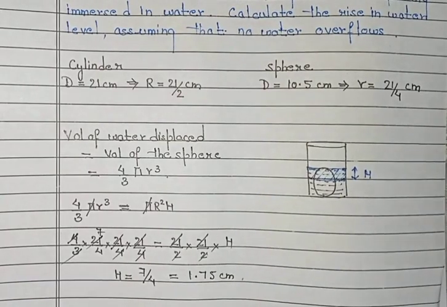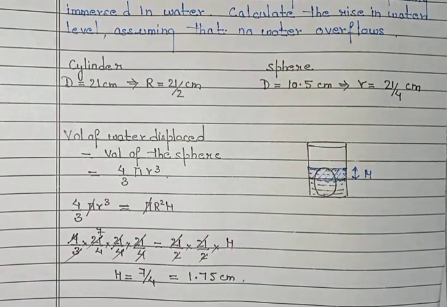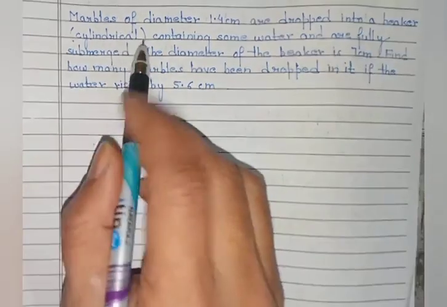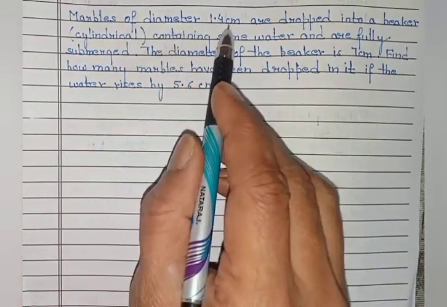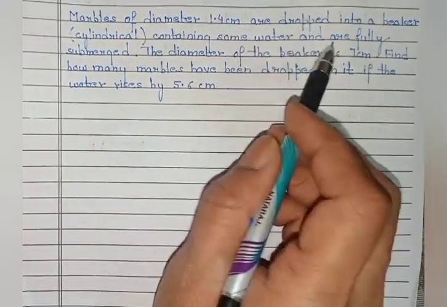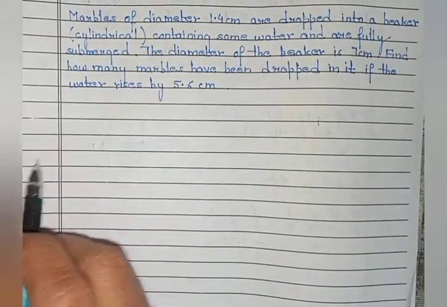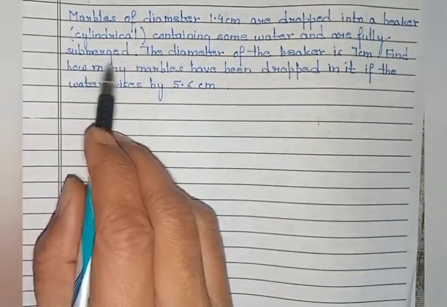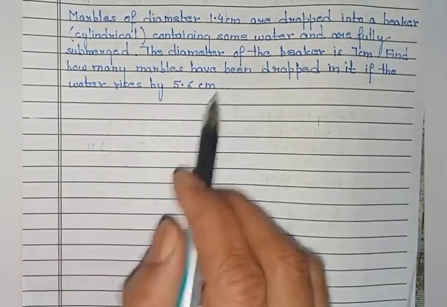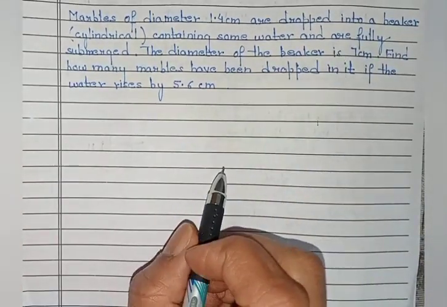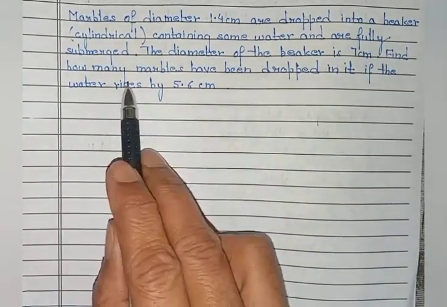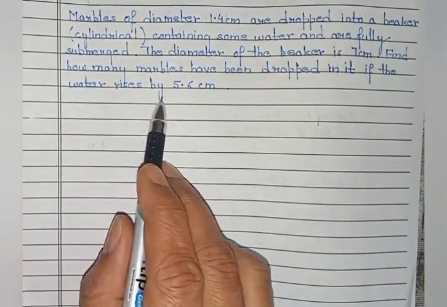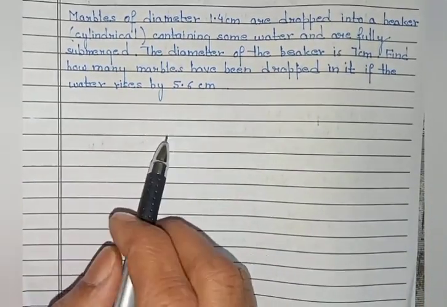This is clear to you now? Now the question says that marbles of diameter 1.4 centimeter are dropped into a beaker which is cylindrical in shape containing some water and are fully submerged. The diameter of the beaker is given 7 centimeter. Find how many marbles have been dropped in it if the water rises by 5.6 centimeter.